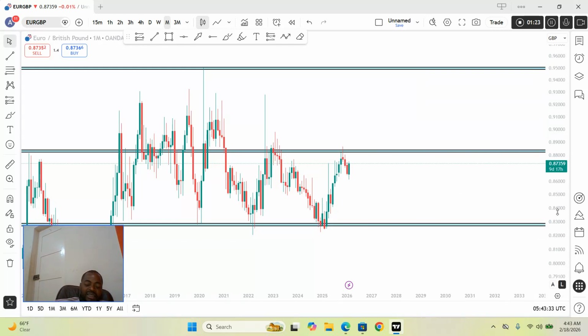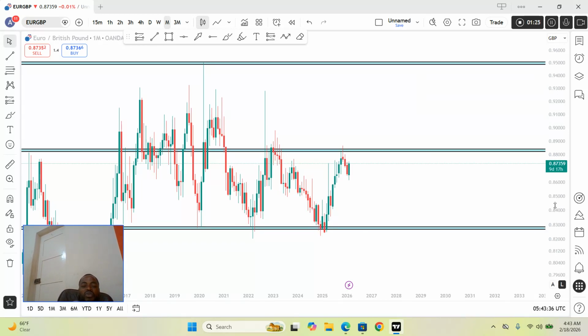What is happening in this price? What is this price trying to do? This price is in a downtrend. How is this a downtrend? This is a question you may ask. It is a downtrend because it is giving us what? A lower low and lower highs.